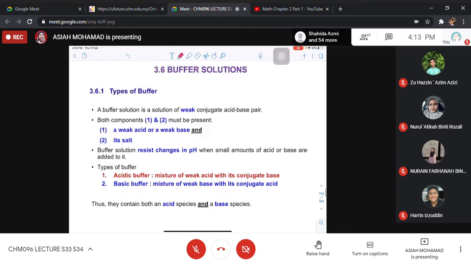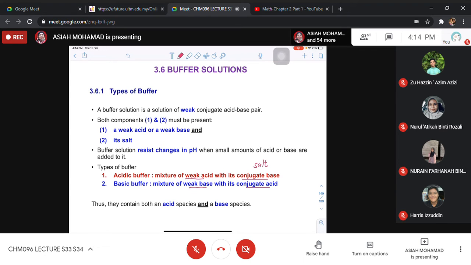For types of buffer, a buffer solution must contain either of two types: it is either an acidic buffer or a basic buffer. An acidic buffer must contain the mixture of a weak acid and its conjugate base. This conjugate base usually is supplied by a salt. And for a basic buffer, the buffer components are a weak base and its conjugate acid. This conjugate acid comes from a salt.